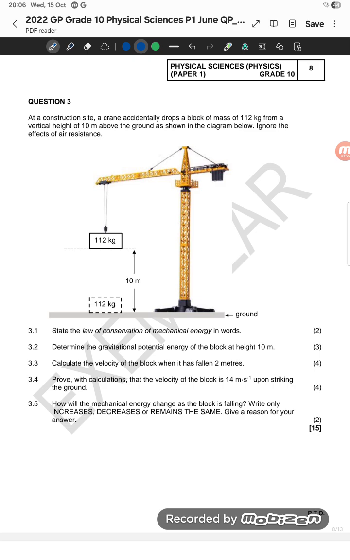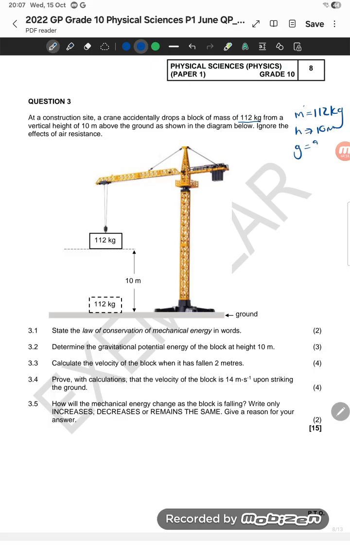Okay. At a construction site, a crane accidentally drops a block of mass, oh no, of 112 kilograms. Okay, let's start to make this list. Mass is 112 kilograms. Okay. From a vertical height of 10 meters. Oh, this is feeling like potential energy. Potential difference, 10 meters. This is height. Height is 10 meters.